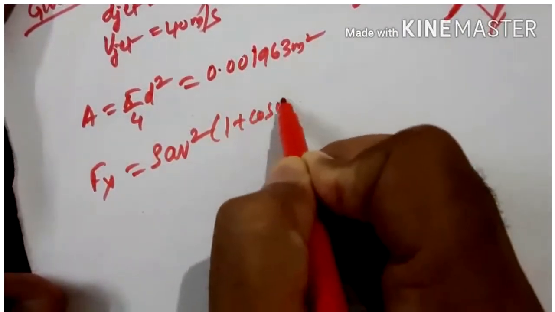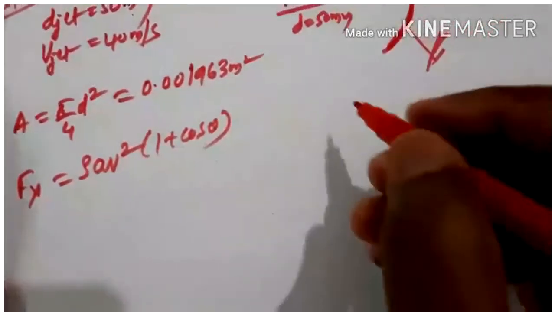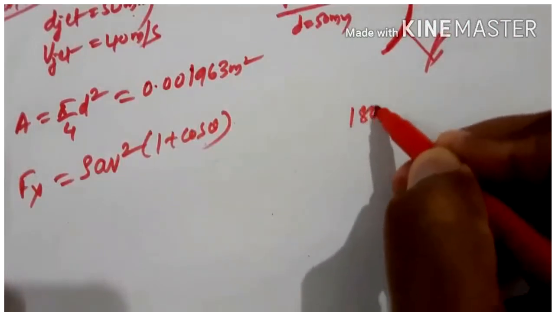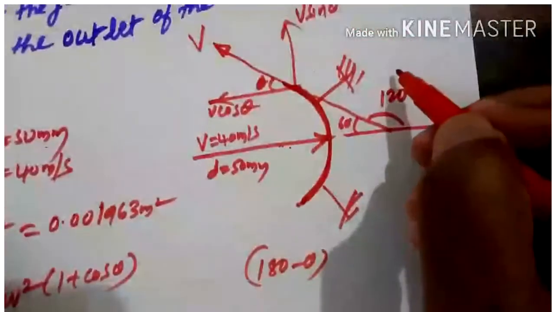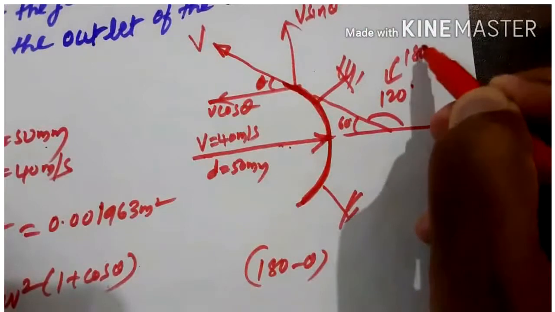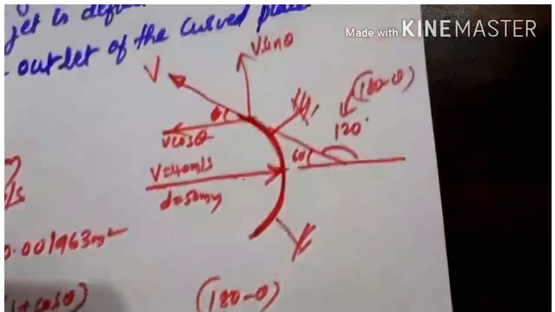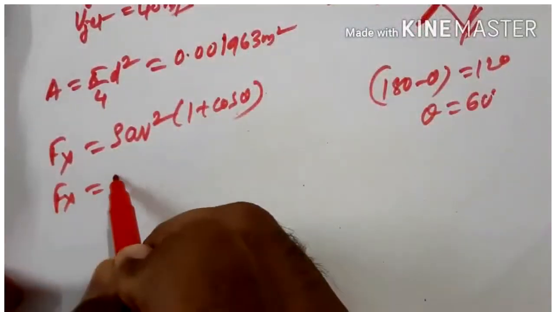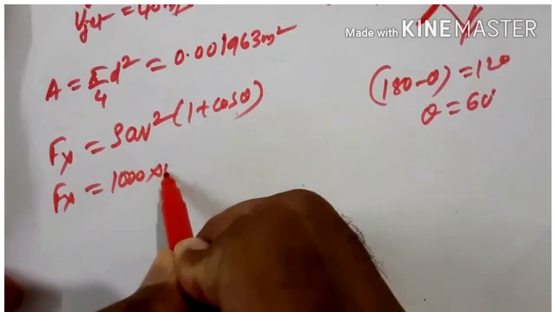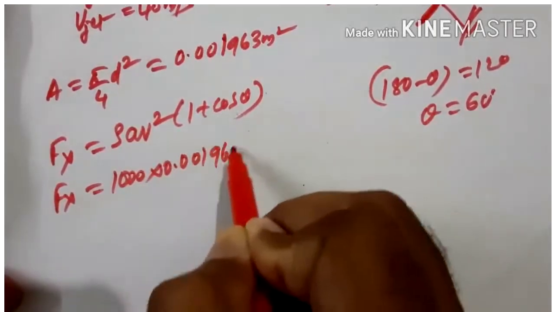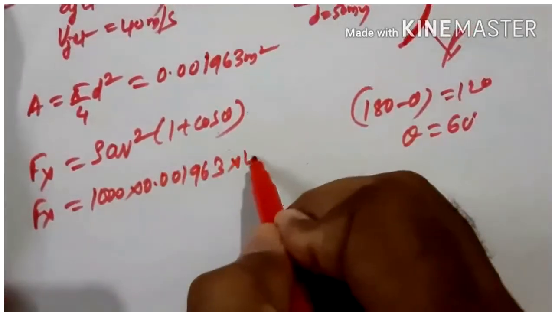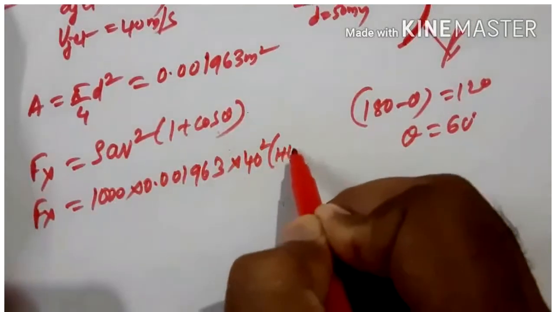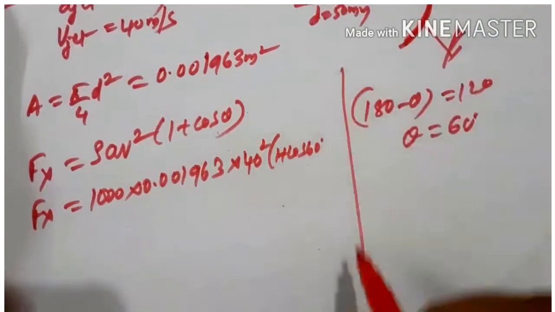1 plus cos theta, and here we have to calculate the theta because the deflection angle is given as 180 minus theta, so this is nothing but deflection angle, 180 minus theta. So 180 minus theta is 120 degree, so theta will be 60 degree. So substitute the values here, 1000 into 0.001963 into velocity 40 square, 1 plus cos of 60.